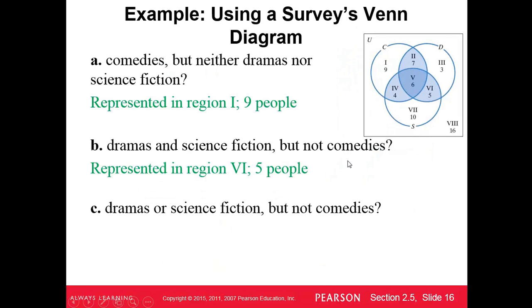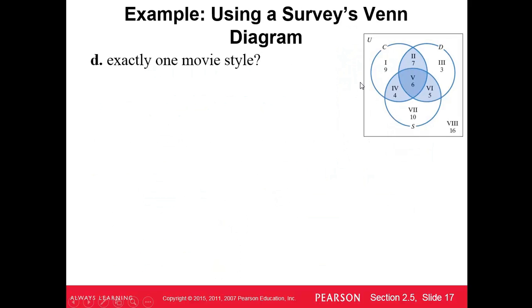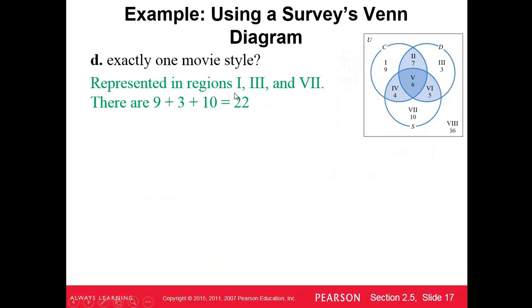Dramas or science fiction, but not comedy. Remember, or means to add. So we're going to kind of look at all of this, 3, 5, and 10. Again, not intersecting with the comedy circle, or 18. How many liked only one movie style? Well, let's see. These 9 only liked comedies. These 3, region 3, only liked drama. And these 10, region 7, only liked science fiction. So 9, 3, and 10, or 22.